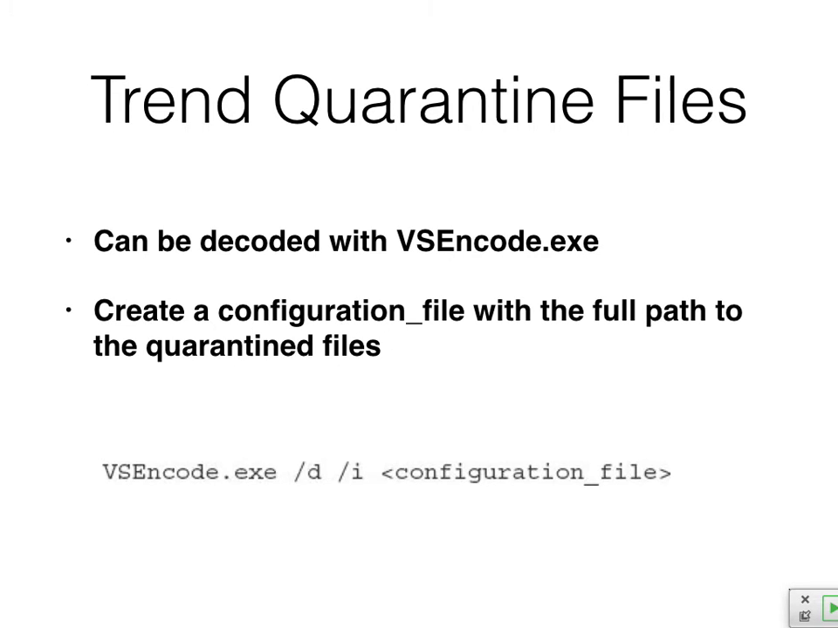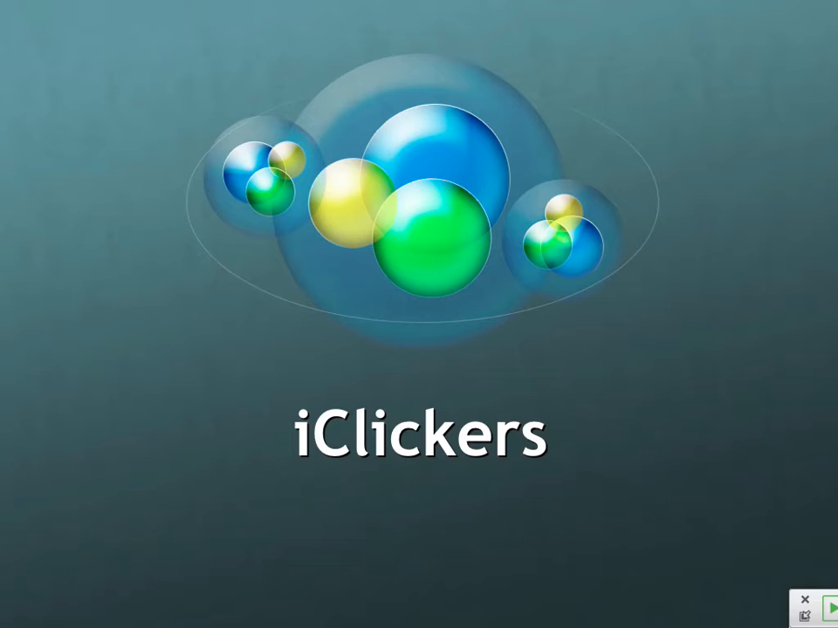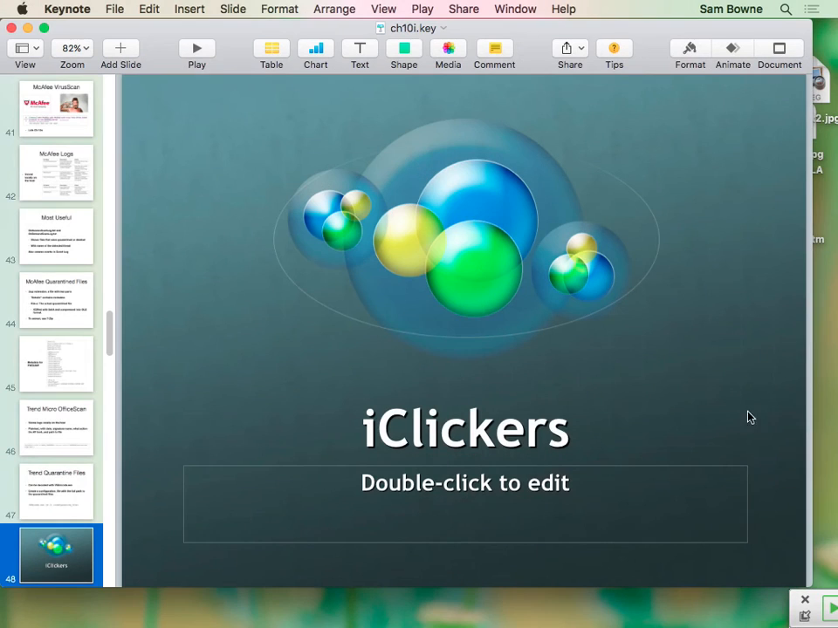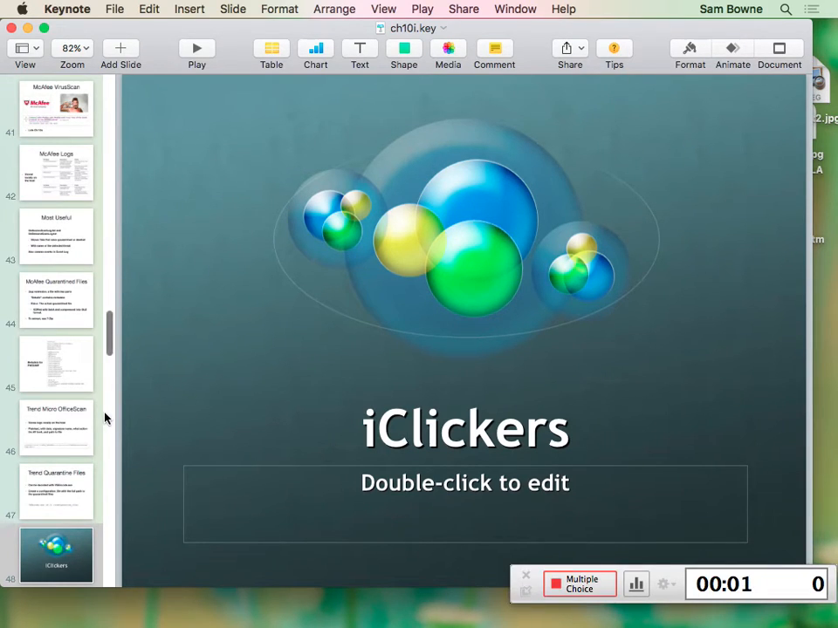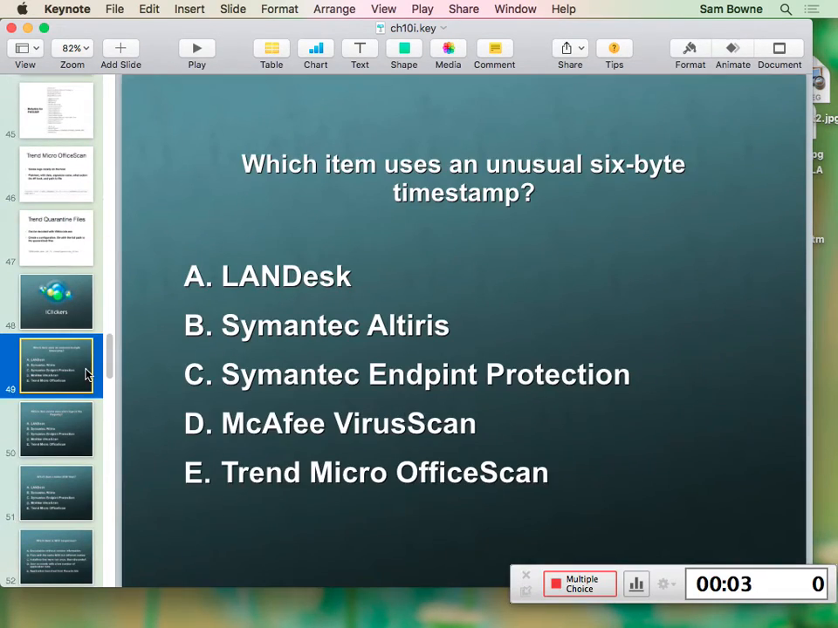But yeah, it also encodes the files and gives you a product to decode them, VSEncode, which you run on the command line here with the path to the quarantine files. All right, let me see if I can get these to work. There we go. That's not too bad. All right. So, which one has the 6-byte timestamp?